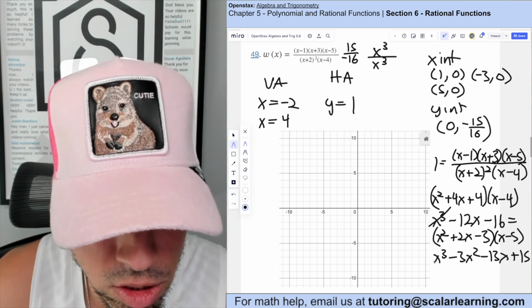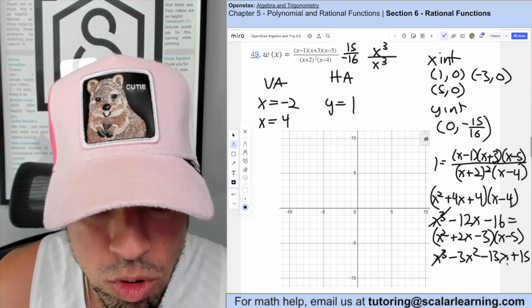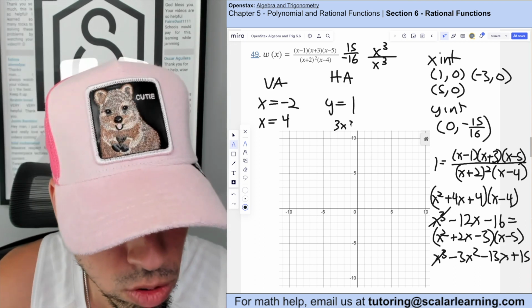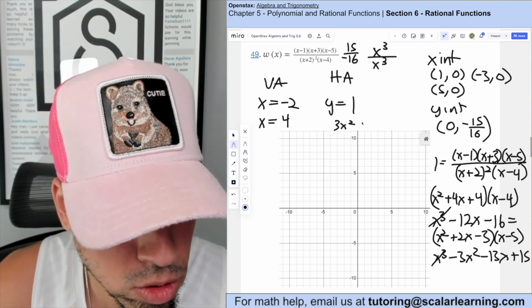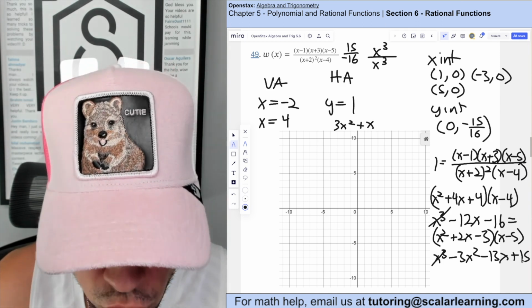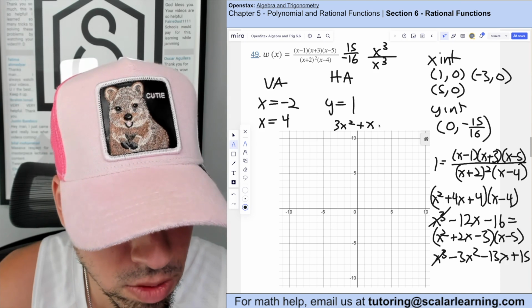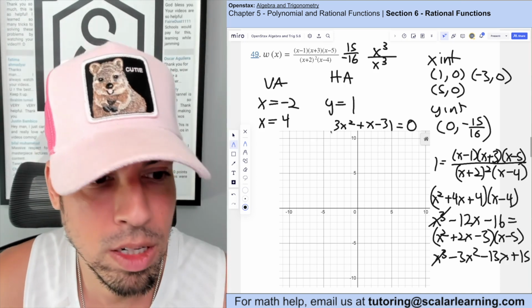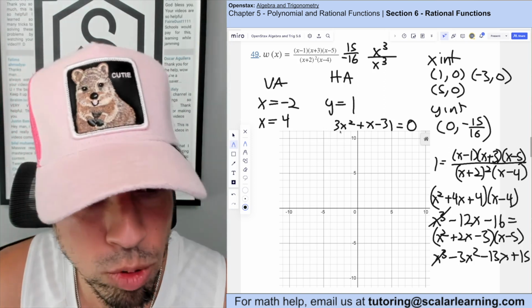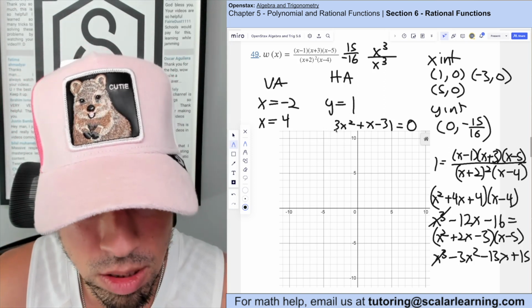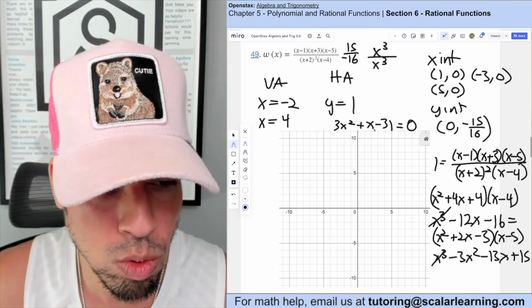First, the x cubes cancel out. And then if we move everything to the right side, we add 3x squared to the right side. We add 13x to -12x, which is x, and then we subtract 15 from -16, we get -31, and this equals 0. And now we can try and factor, but it's not factorable, so in that case, we can run it through the quadratic formula to find these intersection points, theoretically, with the horizontal asymptote.